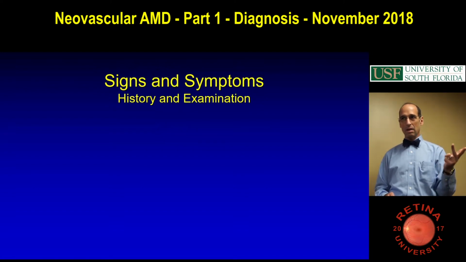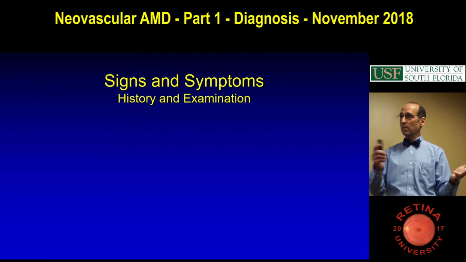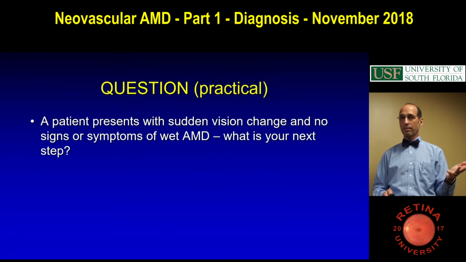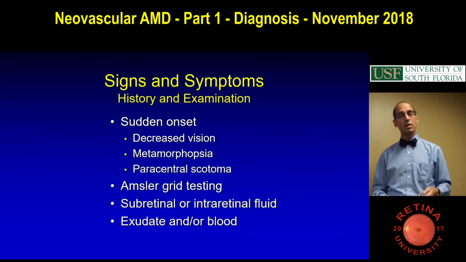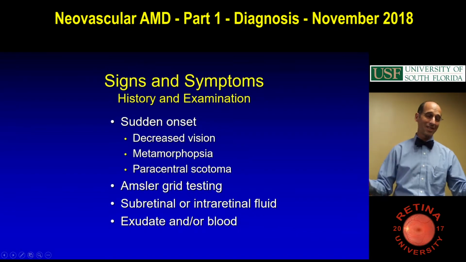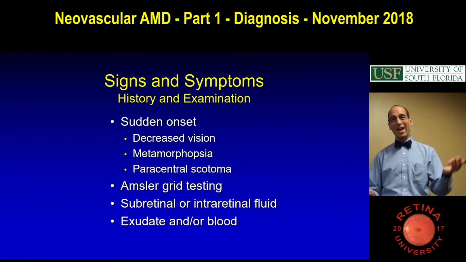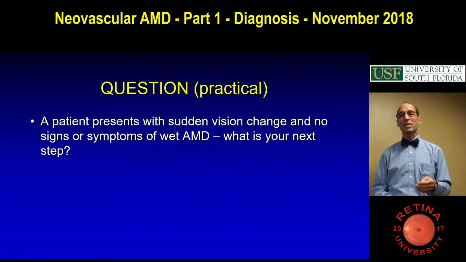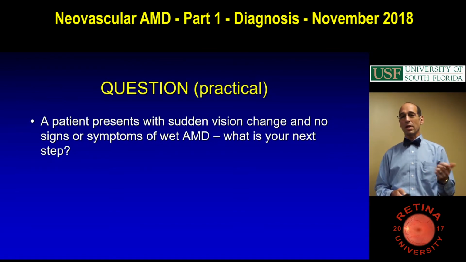So blood's bad. Drusen, like soft drusen. Yeah, drusen accompanying blood. Like subretinal fluid? Yeah, fluid. So if you see fluid, blood, intraretinal fluid. Now there's the OCT, so you just scan them. But we didn't always have that, so we used to have to look for things. So signs, so you get recent onset of decreased vision, metamorphopsia, scotoma, and then subretinal, intraretinal fluid, and exudate and/or blood.